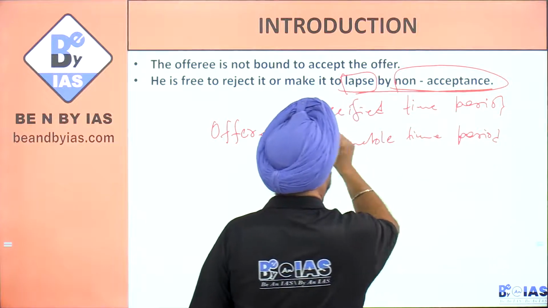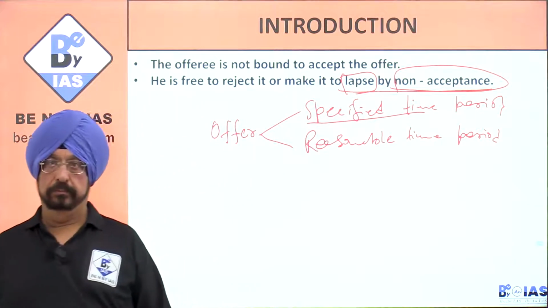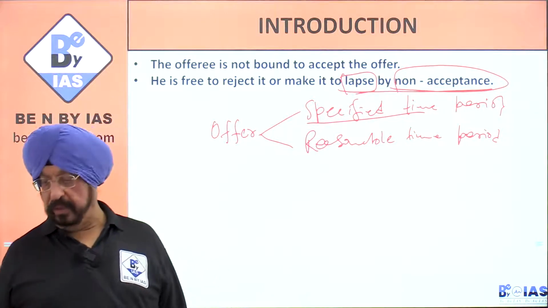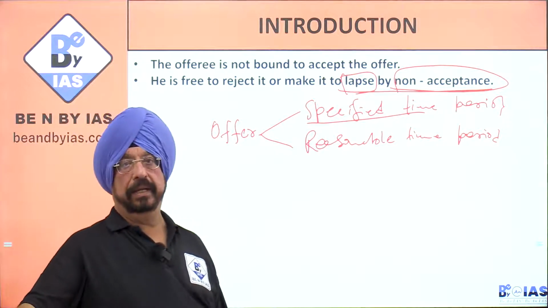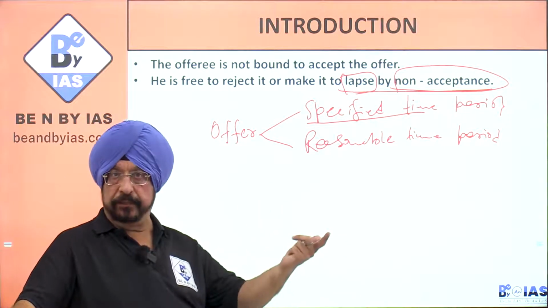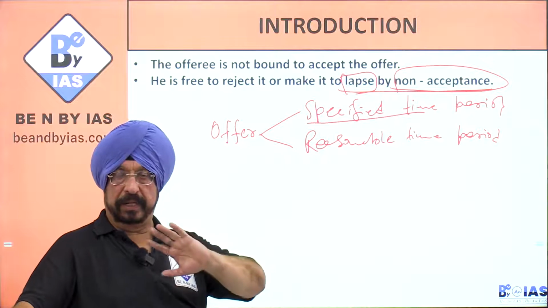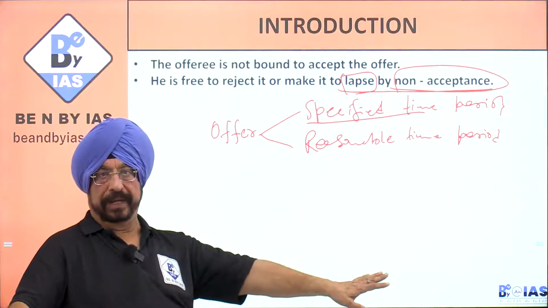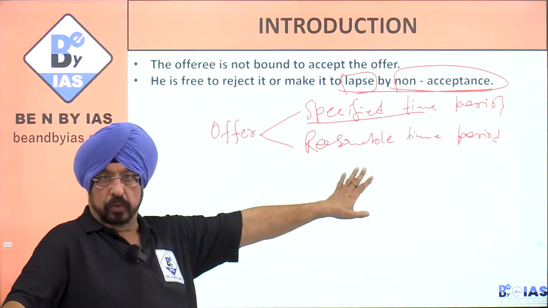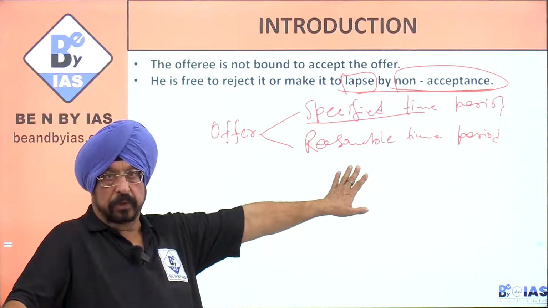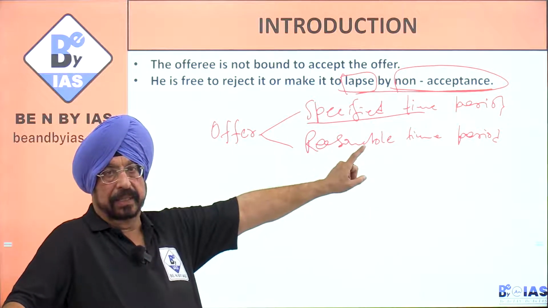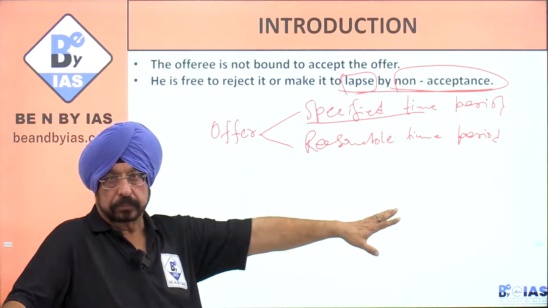Now, if it is specified, there is no problem. If I send you an offer and I say, please send your reply by Saturday. It is specified time. Before Saturday, you can send your reply. If Saturday is over, if I receive your acceptance on Sunday, it will be treated as lapsed.